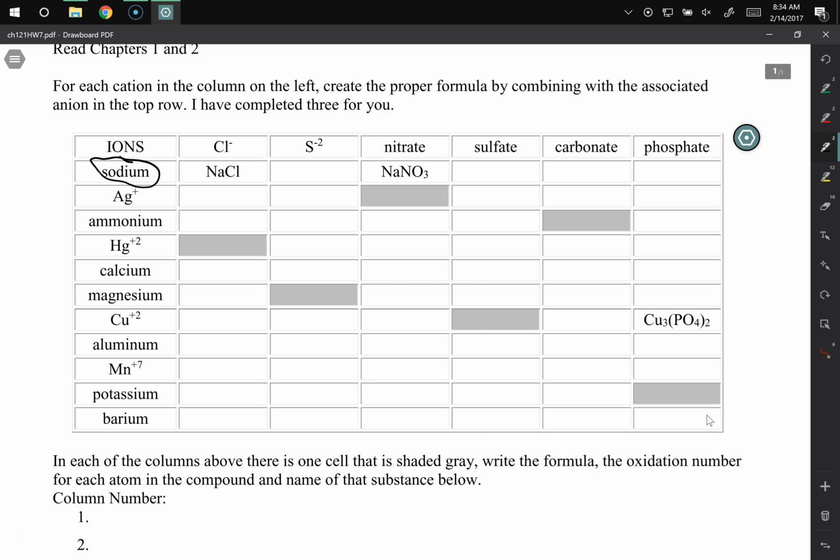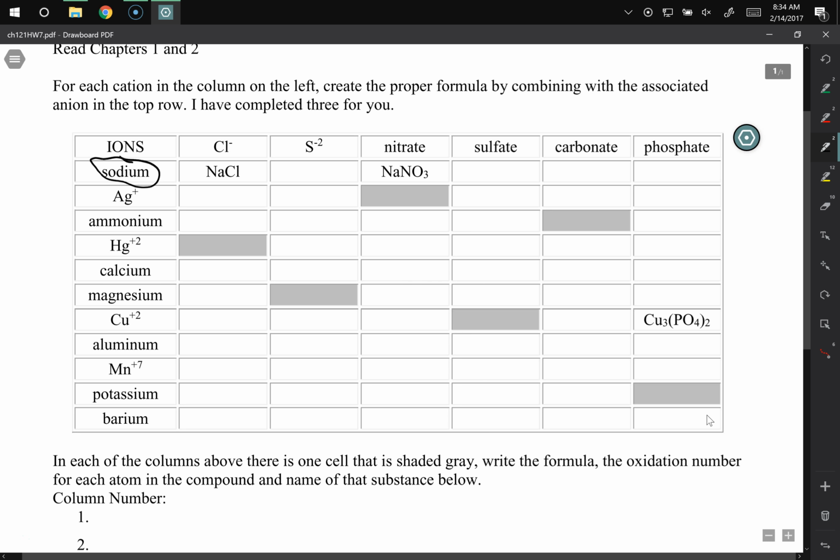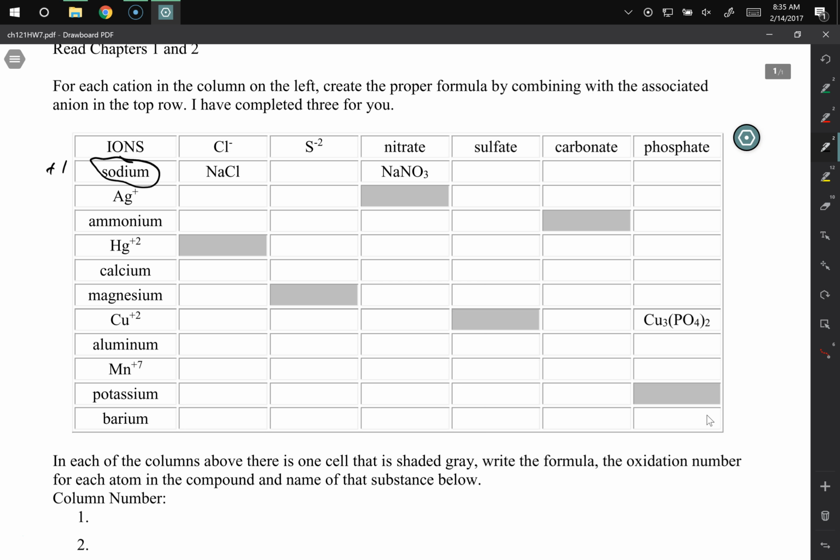Column number one. And when those things form compounds, what do they do? They lose one electron. Every single atom in that entire column loses one electron. That's why they chemically behave the same. So the sodium's charge is going to be plus one when it goes into the compound. If I'm telling you that it's making a compound with the chloride, then I only need one of each. And so that's why it's just NaCl.